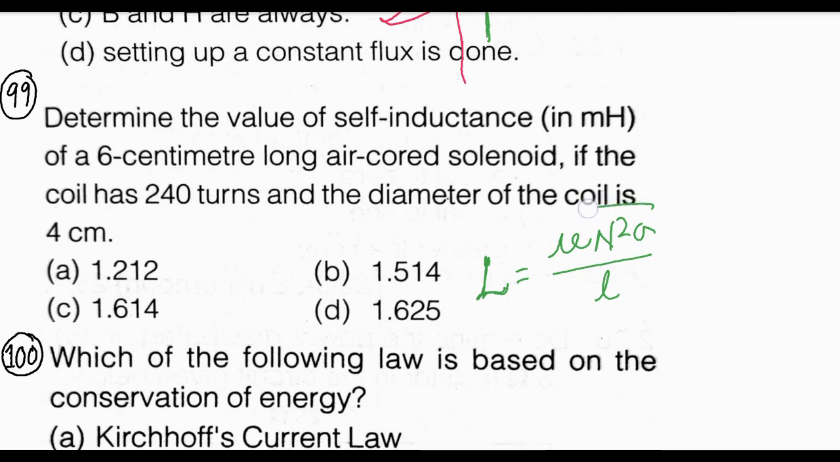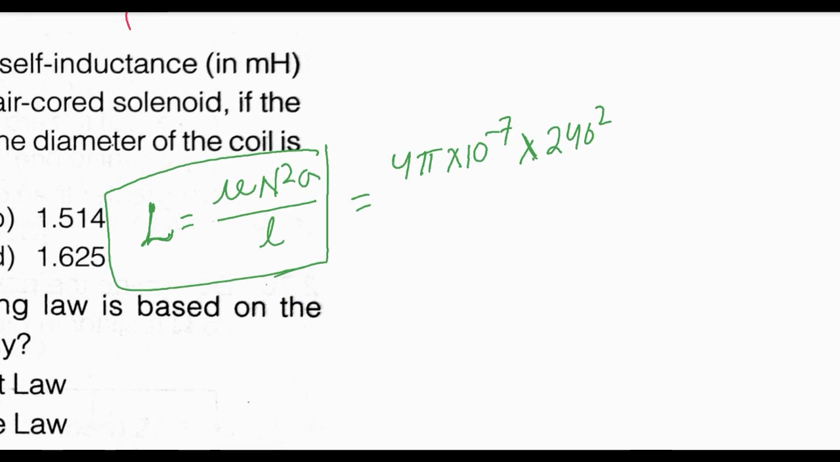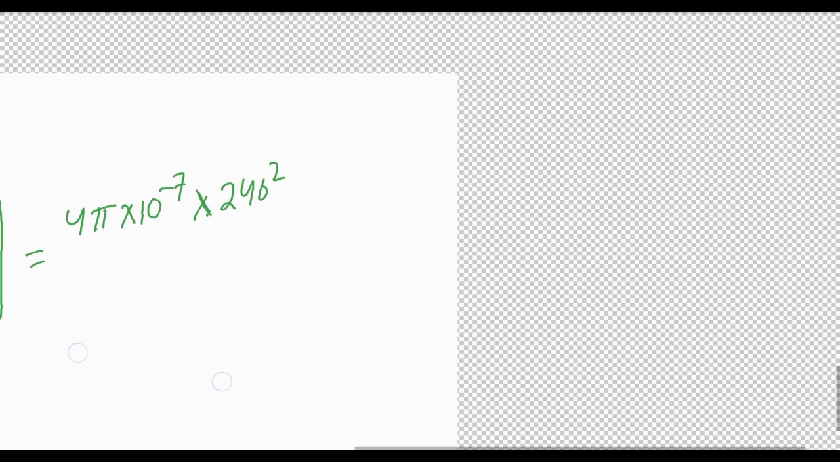So you have to remember this formula, L is equal to mu n square A by L, where mu is the permeability, and this is given by 4 pi into 10 to the power minus 7, because here this is free space or air, and its unit is Henry per meter. n square, n is 240 square, and next A is the area. Here the diameter of the coil is given to be 4 centimeter. So what will be the area?